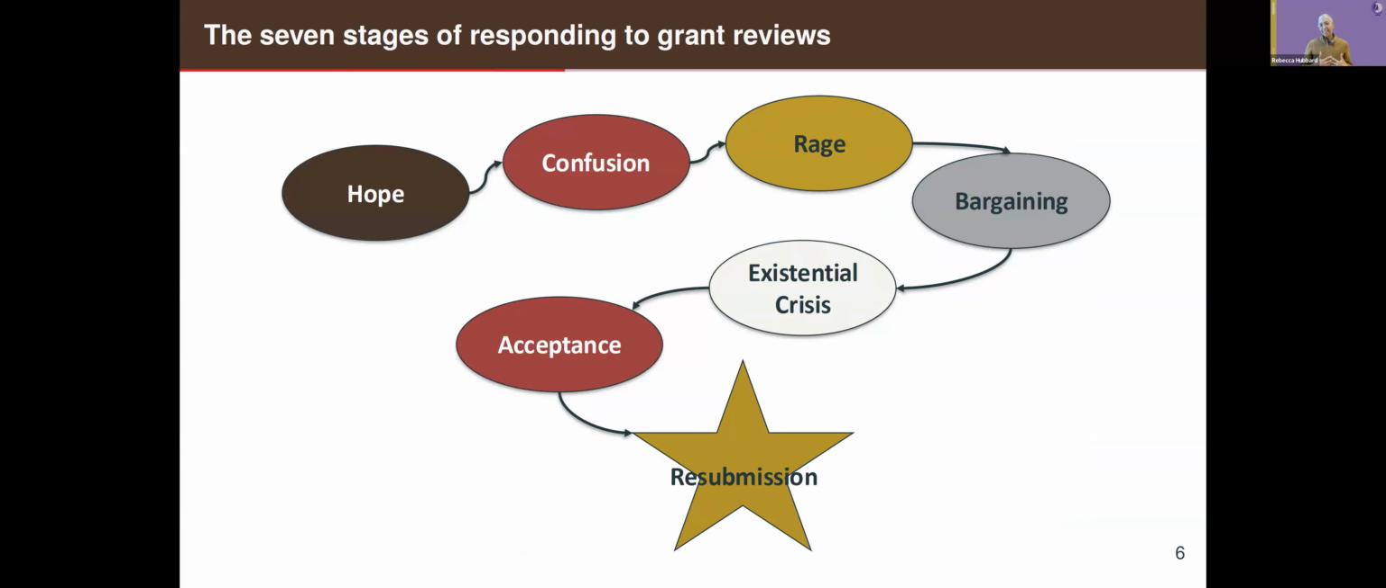I have found that when you get a grant review in particular, although I think this is also true of paper reviews, you go through a process of emotional response and introspection, which follows these 7 stages, which I'm calling the 7 stages of responding to grant reviews. So the first stage is hope. You got your score. It wasn't very good, but you think, maybe when I look at the actual comments, the reviewers will have found some value in what I did, and I'll be able to improve on the few things that they identified that aren't so great.